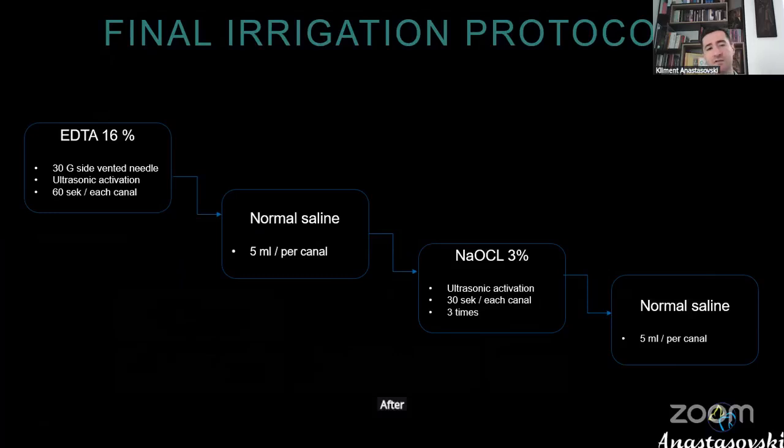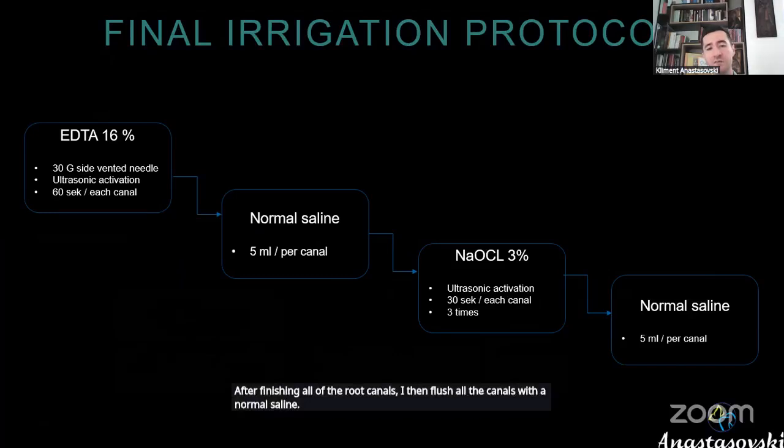After finishing all of the root canals, I then flush all the canals with normal saline, 5 milliliters per canal.